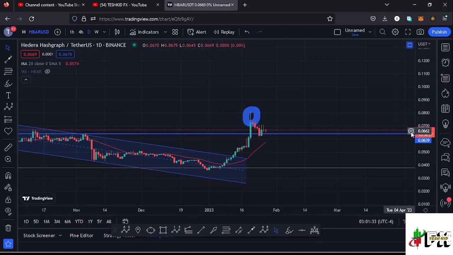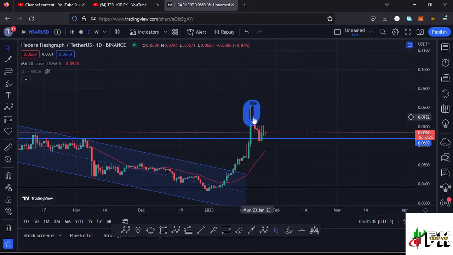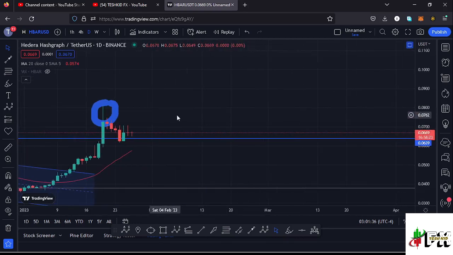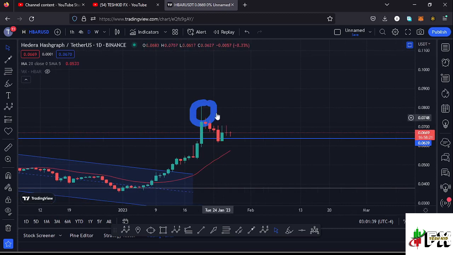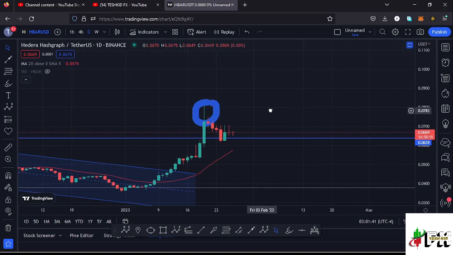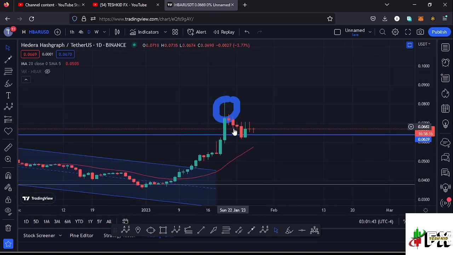$0.0808 mark, we have been seeing much of a corrective structure to the lower side over here, and that is after seeing this long wick to the upper side, which was the first indication that we are going to see a bit of a corrective structure because the sellers had started to take over the market.